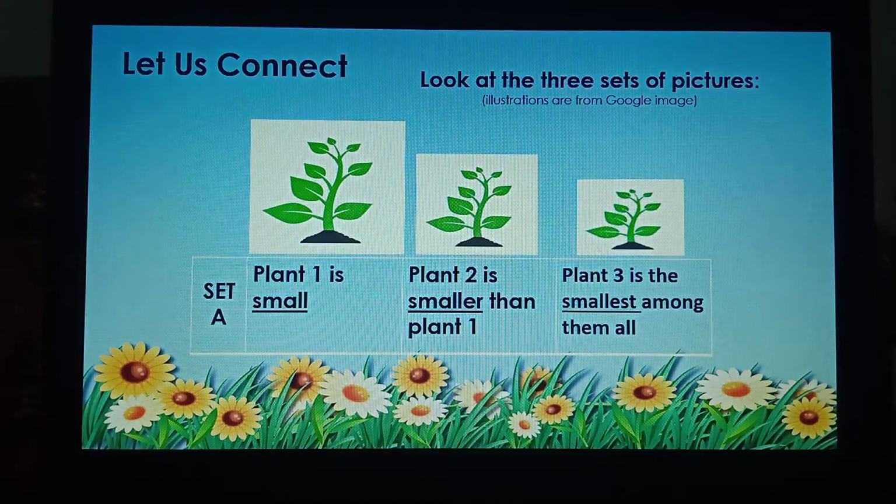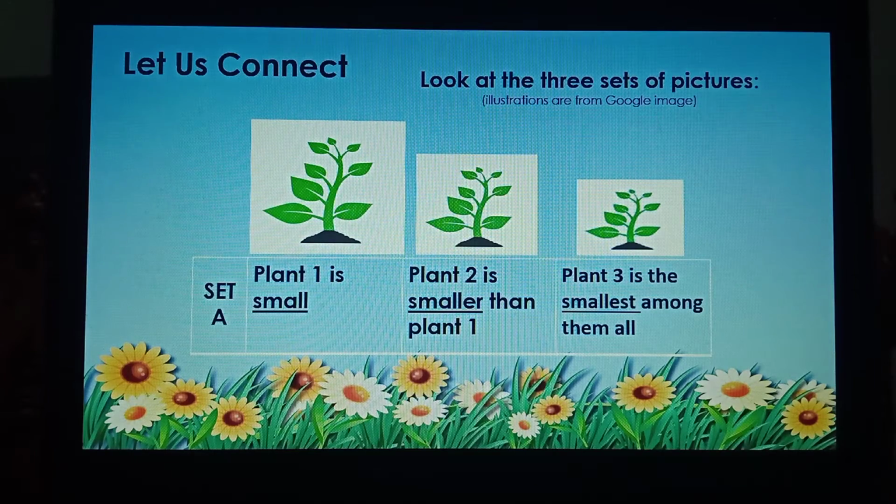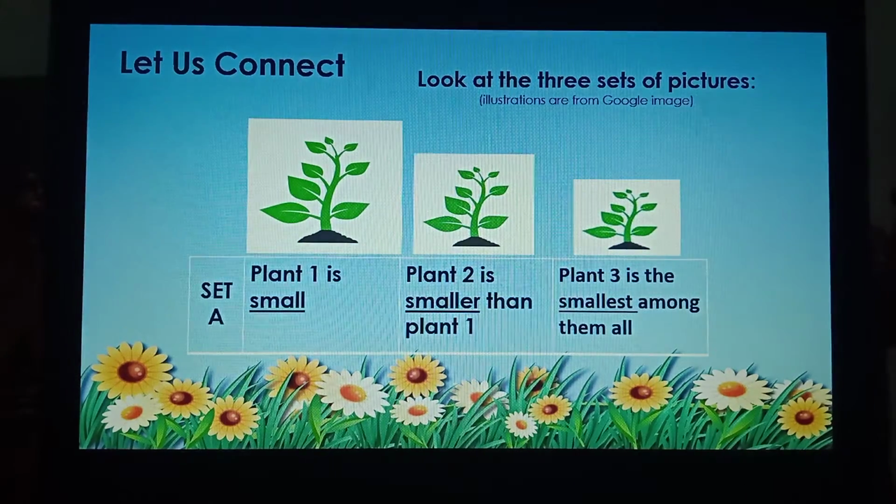Before we start our lesson, I have here three sets of pictures. So we start with set A. As you can see, this is a picture of a plant. Look at the first plant. Plant 1 is small. Plant 2 is smaller than plant 1. And plant 3 is the smallest among them all. So the underlined words are small, smaller, and smallest.